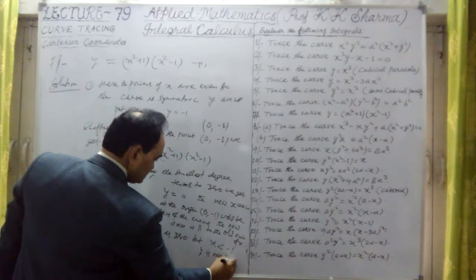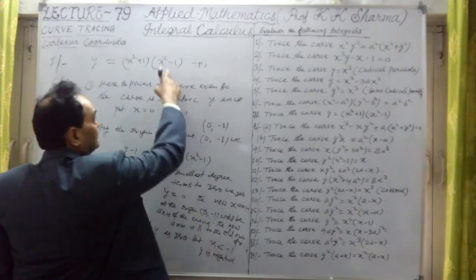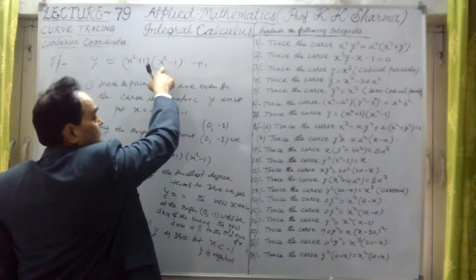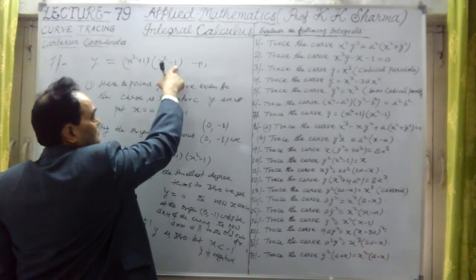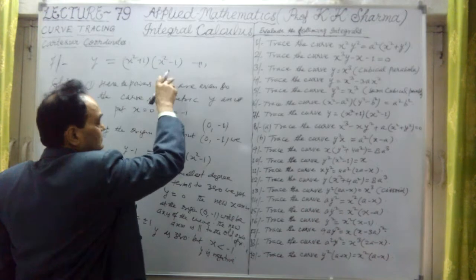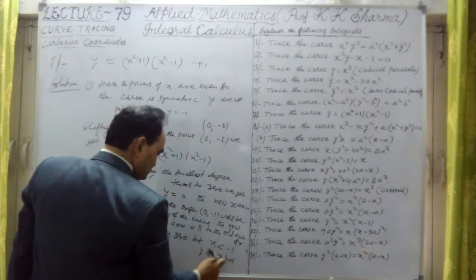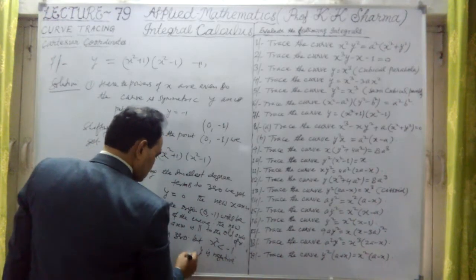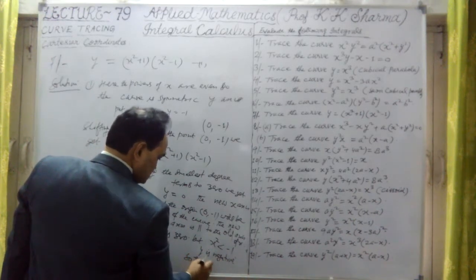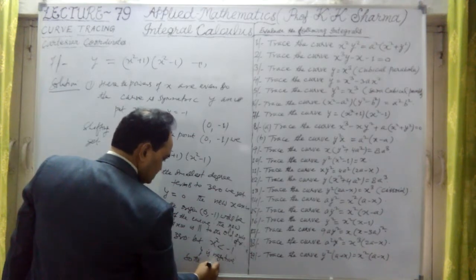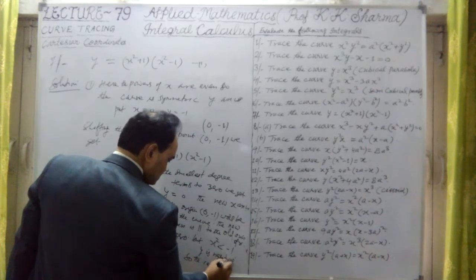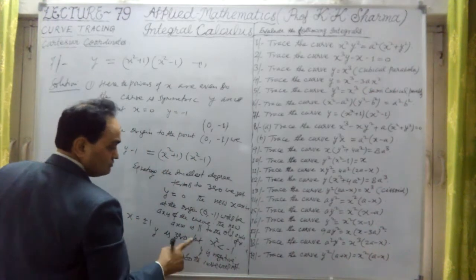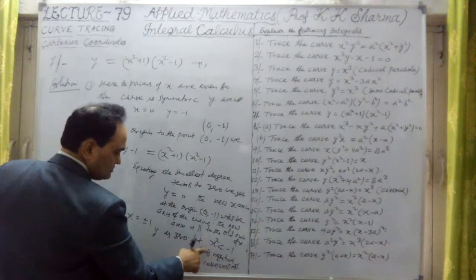Y will be imaginary if x is less than minus 1 from this equation, or plus 1, because if x square is numerically less than 1, then y is negative. So the curve will not exist between x equal to minus 1 and x equal to plus 1 as well.